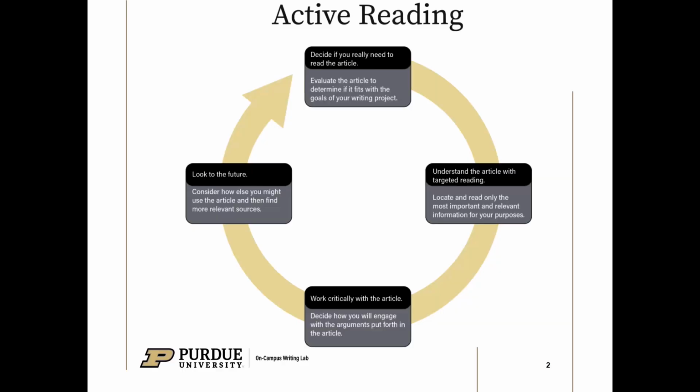Active reading means reading with purpose. It's a set of strategies that can help you to read more efficiently and to make your readings more useful to your research. In this video, we'll be focusing on the first stage of active reading, evaluating the usefulness of an article and deciding if you need to read it. This includes two key steps: assessing an article's general importance and assessing its relevance to your own goals.